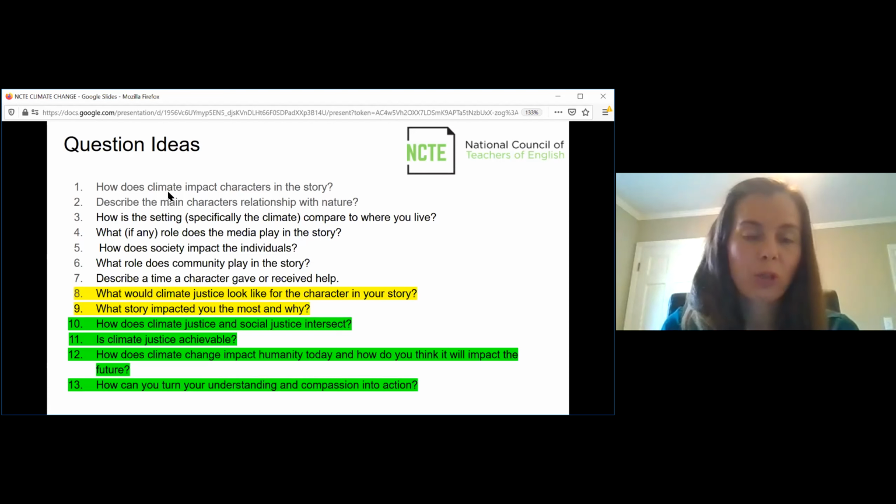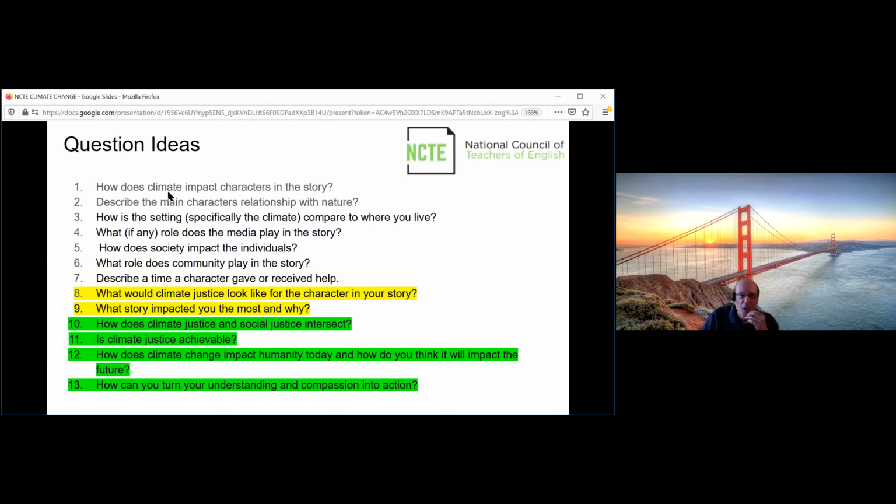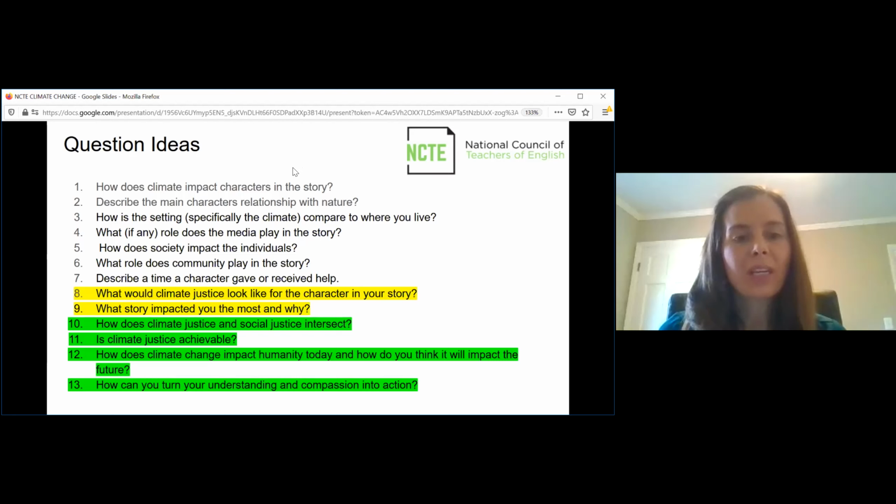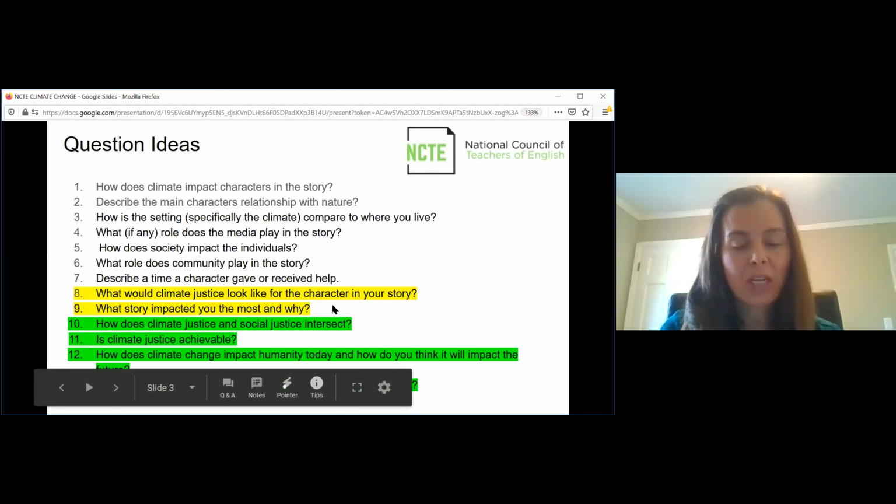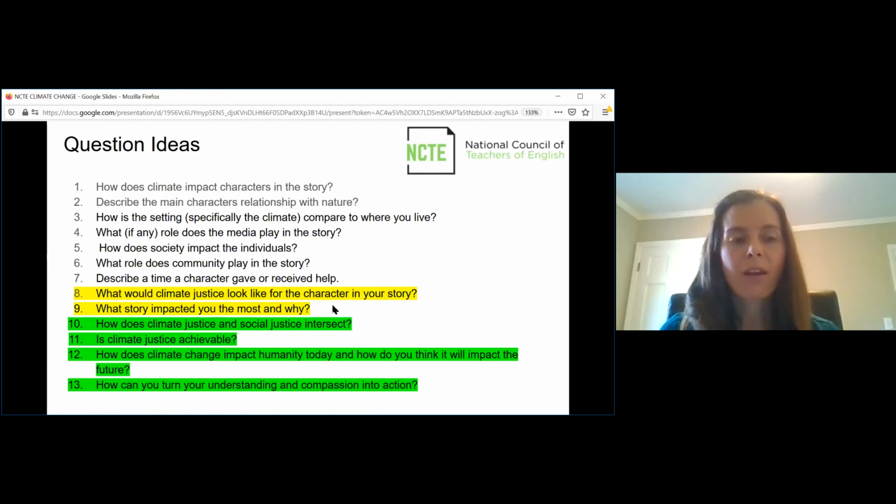So the first questions are really having the kids get into the books to see what the author is actually doing, to see how climate is impacting the story, to see how society is viewing that, what people are doing, what role community plays. And then when you get down to the next two questions, it takes them a step further. So what would climate justice look like?